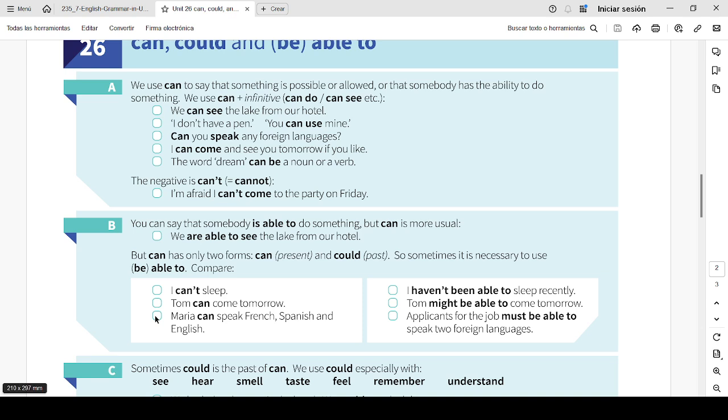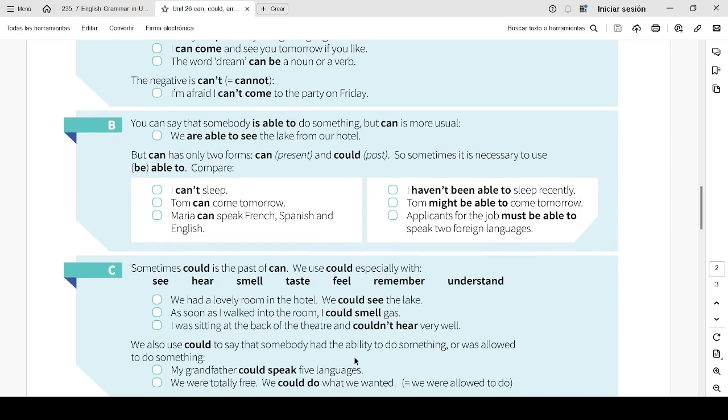Maria can speak French, Spanish, and English. Oh my god, I'm jealous of Maria. Applicants for the job must be able to speak two foreign languages. That's crazy, dude. I have a question for you. Leave me in the comments how many languages you are able to speak.